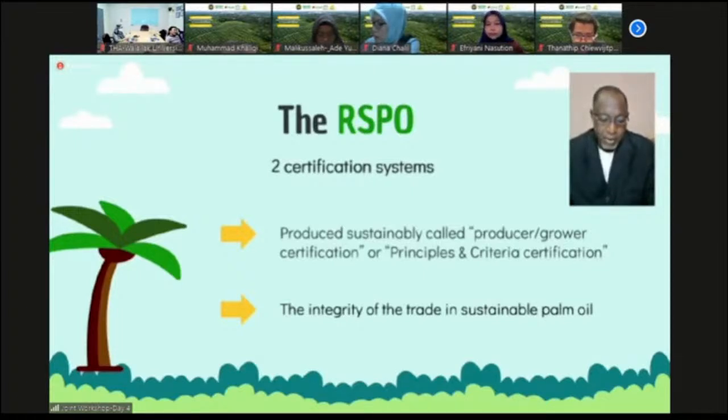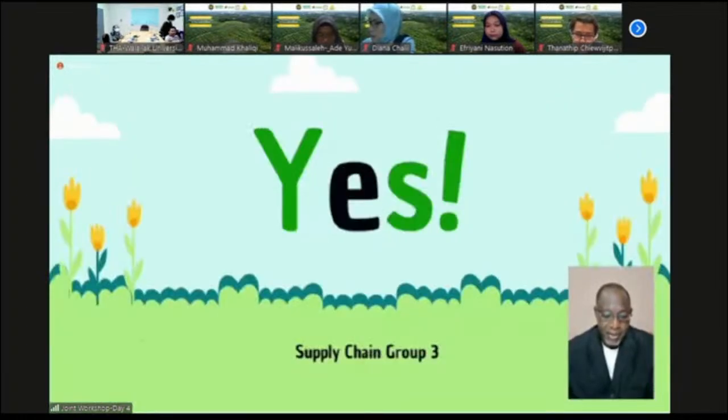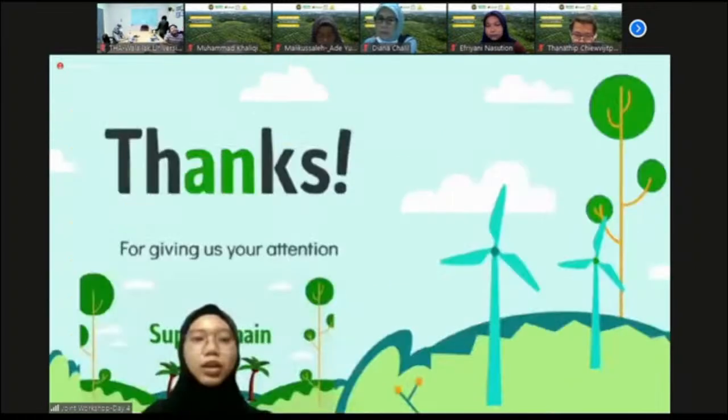Those that support and maintain the sustainability of palm oil in the supply chain in some aspects include prosperity, fuel, and environment. So if somebody asks, does certification support and help to achieve the sustainability of palm oil? Yes, certification assuredly supports the sustainability of palm oil.